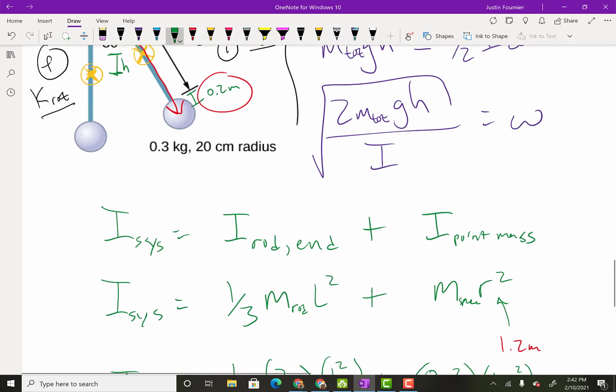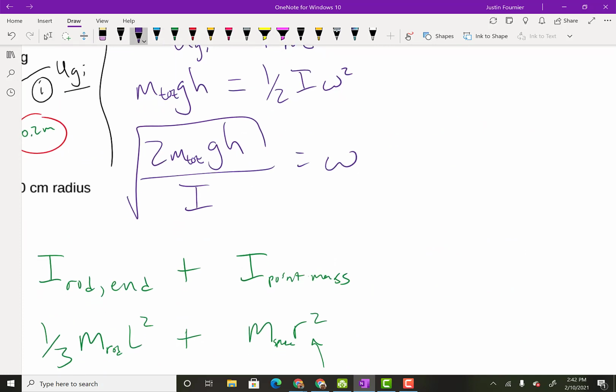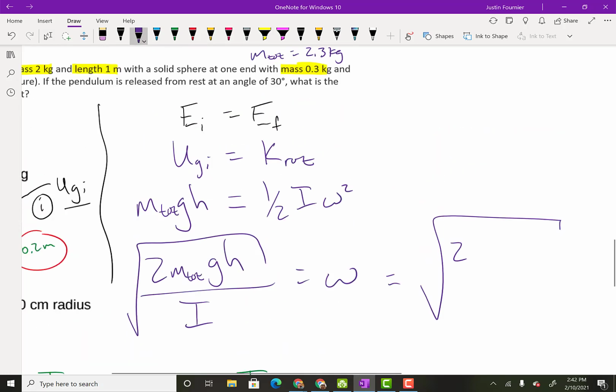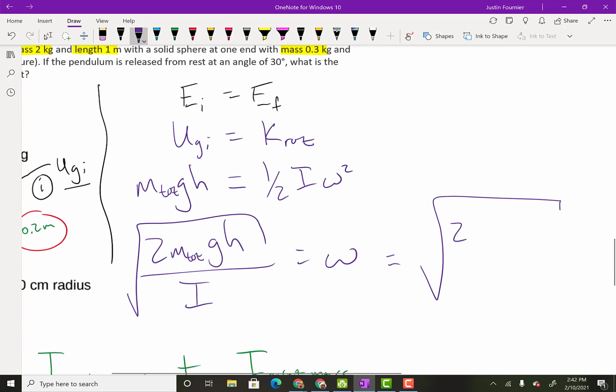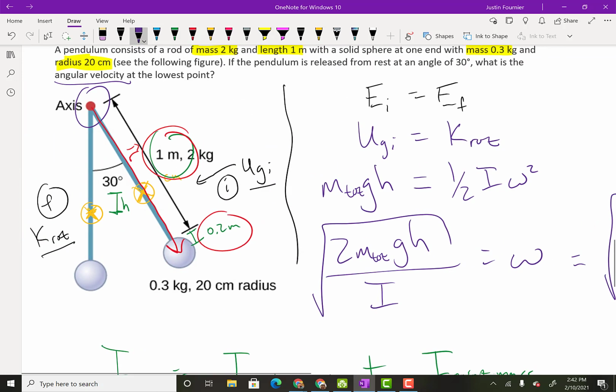I got to plug that all in here. So let's do that. I'm getting equals the square root of 2 times the total mass, which is 2.3, times 10 divided by 1.1. And then the height. Ooh, the height is going to be a little bit of an issue too, because the height is, well, let's see.